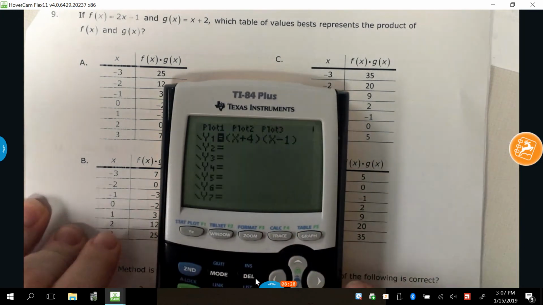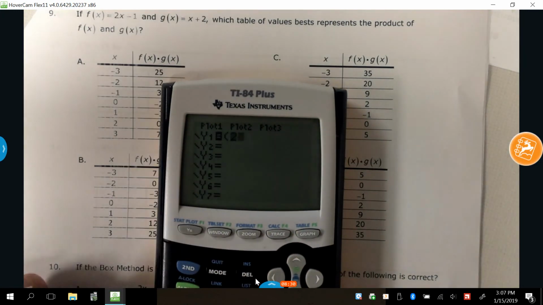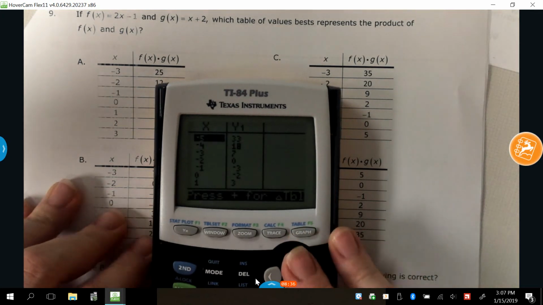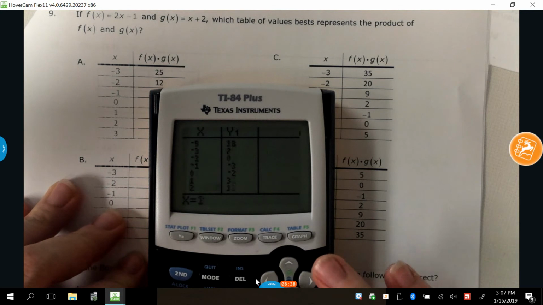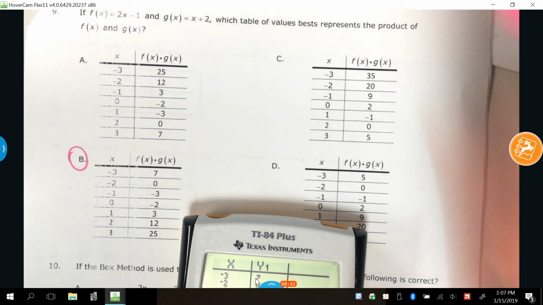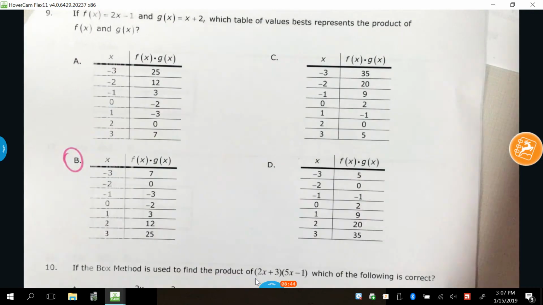This is very similar, except it tells us. So we're doing 2x minus 1 and x plus 2, second graph. So this graph starts at negative 3, 7. So which one has negative 3, 7? B. Sorry, guys.